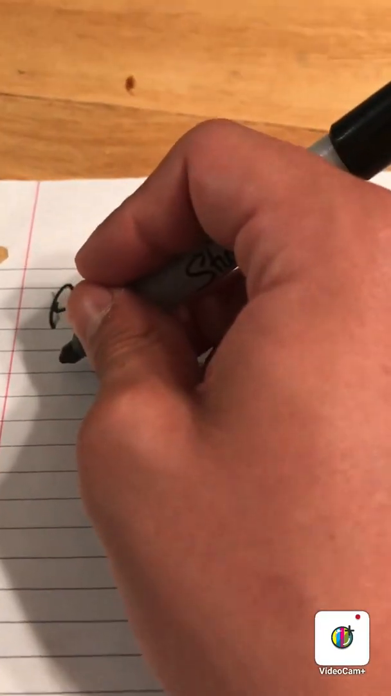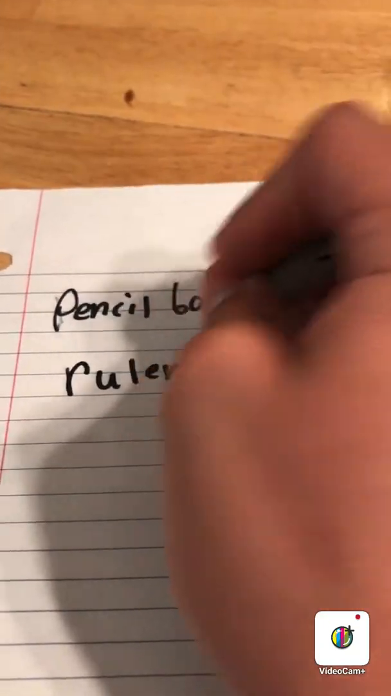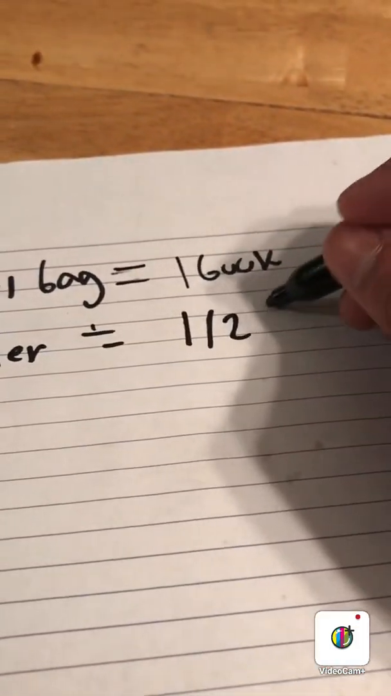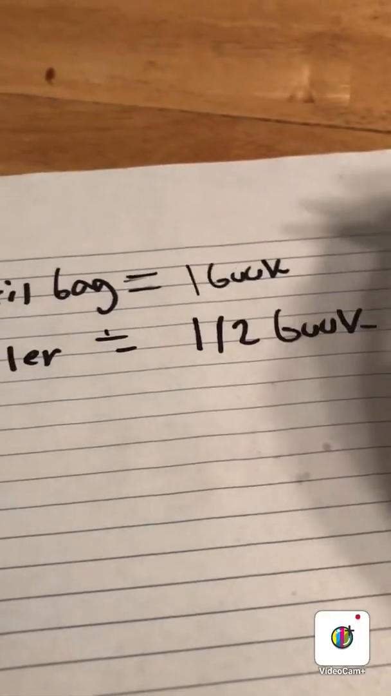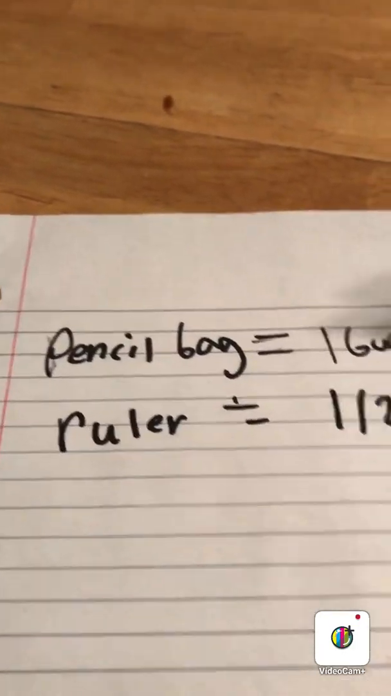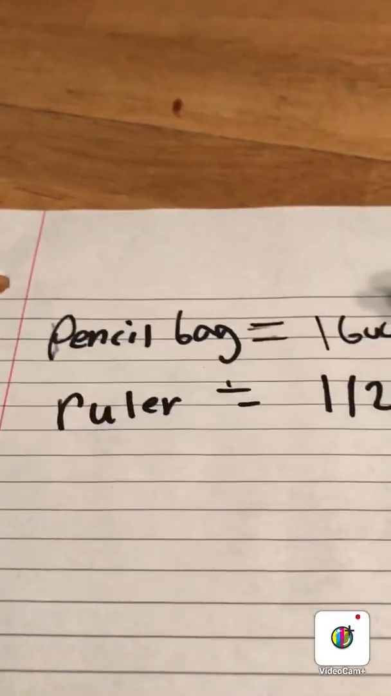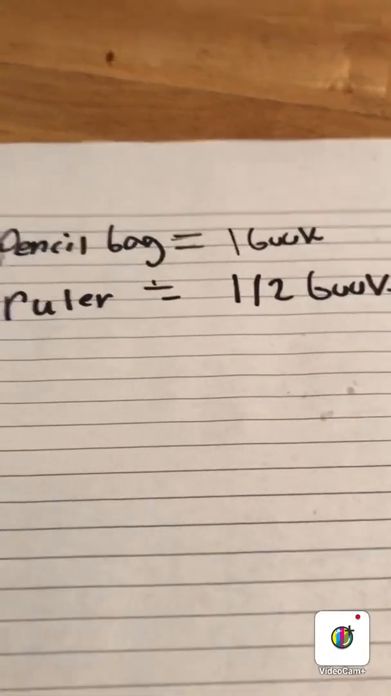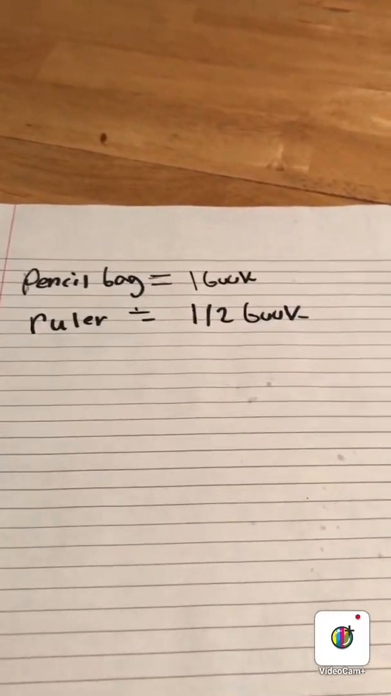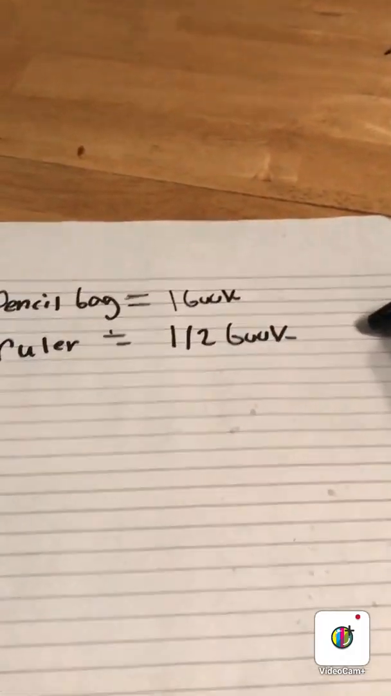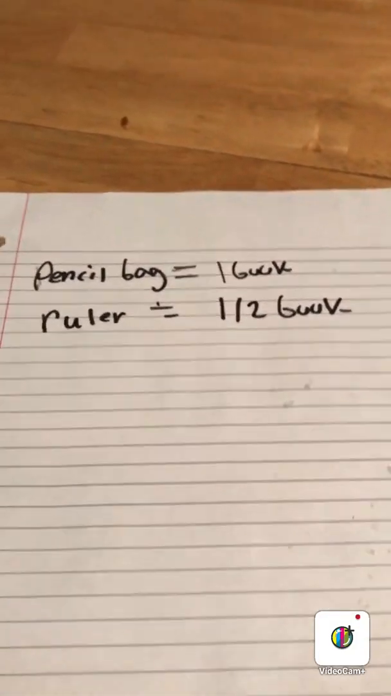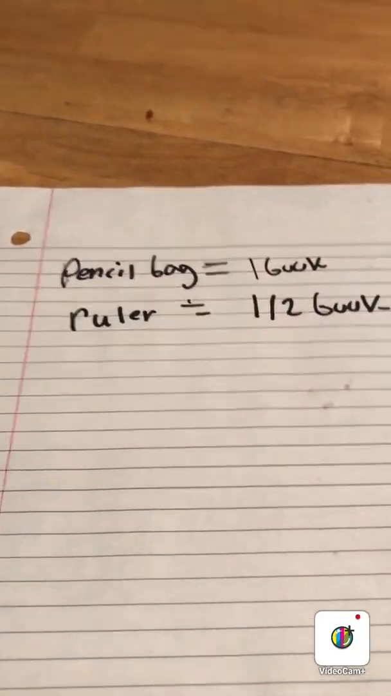And for this problem, we're going to also use a ruler. And that ruler is 1/2 of a book, so it weighs half a book. A ruler weighs half a book, while a pencil bag weighs one book. Now, out of the two, which one do you think would weigh the most? Would it be the one that weighs half a book or one book? If you said that the pencil bag weighs more because it weighs one book, you'd be correct.